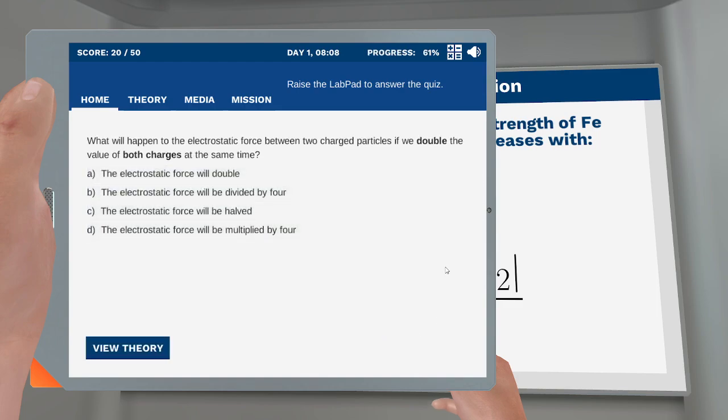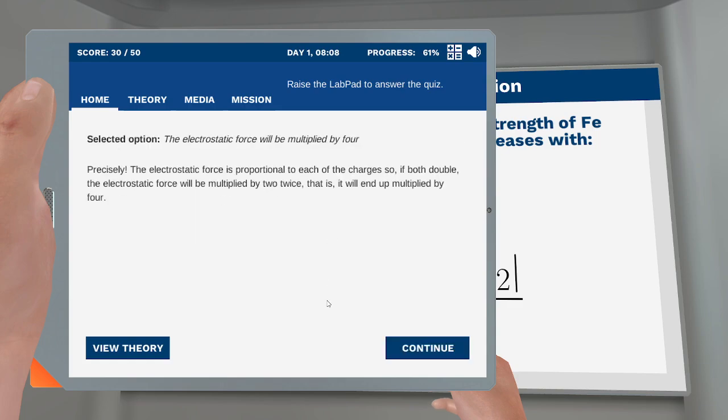What will happen to the electrostatic force between 2 charged particles if we double the value of both charges at the same time? Precisely. The electrostatic force is proportional to each of the charges, so if both double, the electrostatic force will be multiplied by 2 twice. That is, it will end up multiplied by 4.